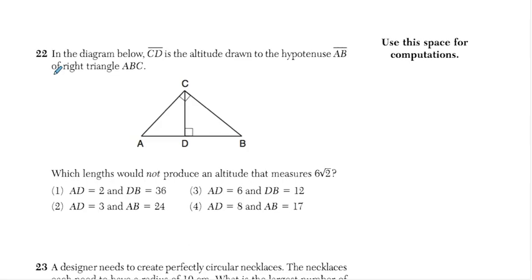Okay. So we got this guy right here. In the diagram below, CD is the altitude drawn to hypotenuse AB of the right triangle ABC. Which lengths would not produce an altitude that measures 6 radical 2? So what this question is asking us to do is actually plug in all these different numbers and see which one does not give us an altitude of 6 radical 2. That's really annoying, but I'll tell you, we're going to do it anyway. So this is from level 3 again, similarity.